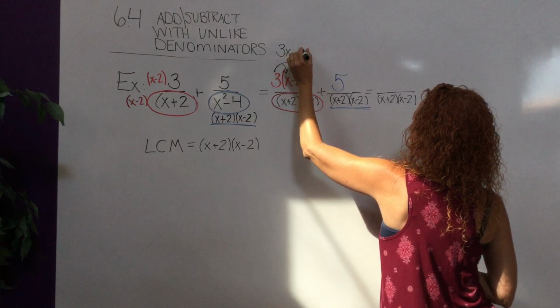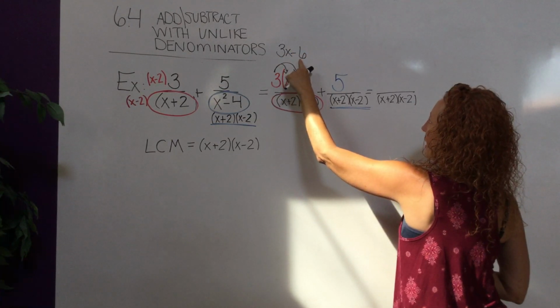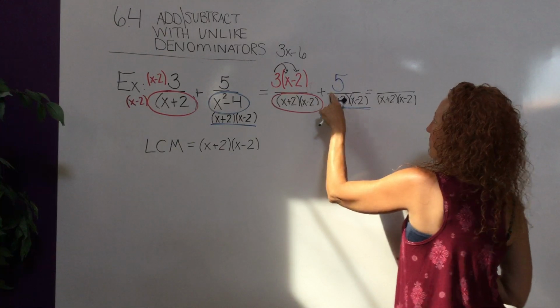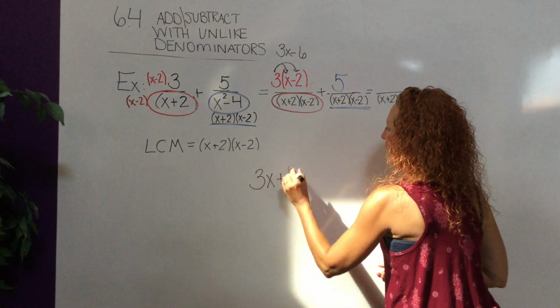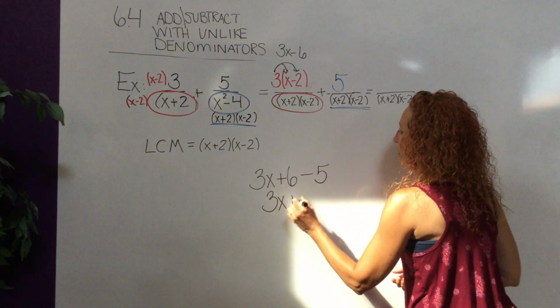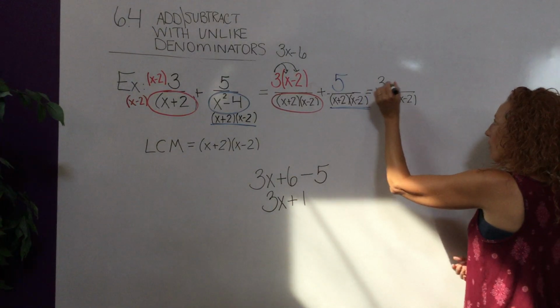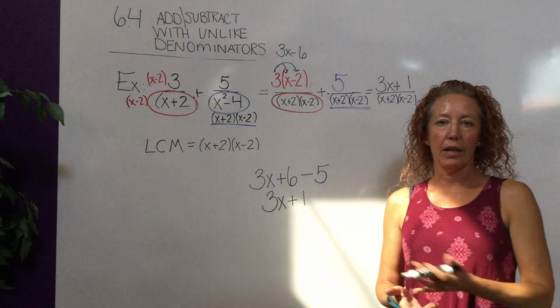We have 3x minus 6 if I distribute that. And so now I have a negative 6 here and a positive 5 here. So 3x plus 6 minus 5 is 3x plus 1. And so that becomes my numerator in my final answer.